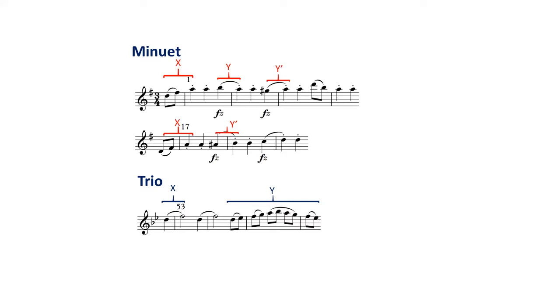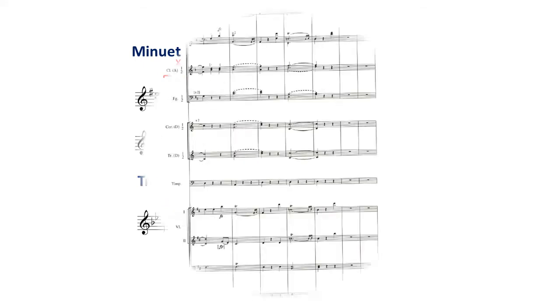The trio has an unrelated X and Y material, although there is a little bit of a relation because the X material is obviously the same except in a minor version, a minor third, as the first two notes of the minuet X. So instead of D, F sharp, we have D, F natural. But rhythmically it's very different and the context is quite different, so we don't necessarily hear it as being terribly closely related. But that correspondence is there nonetheless.